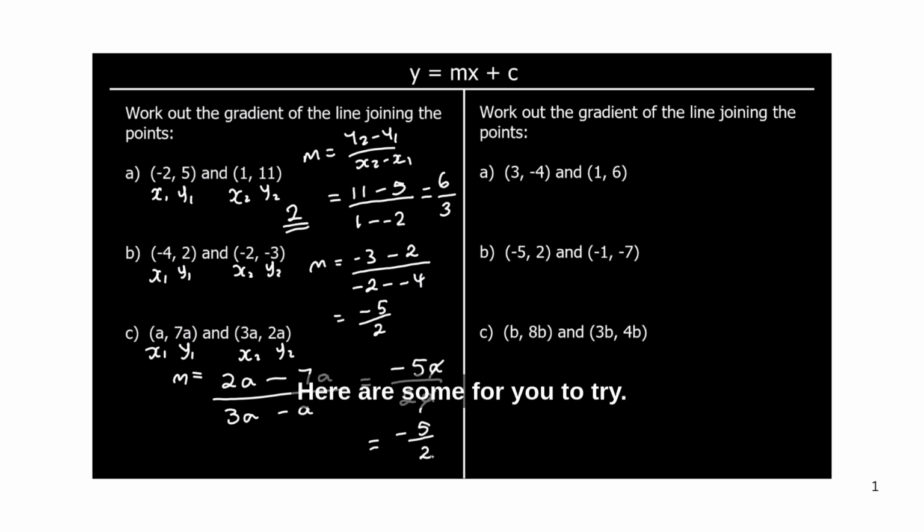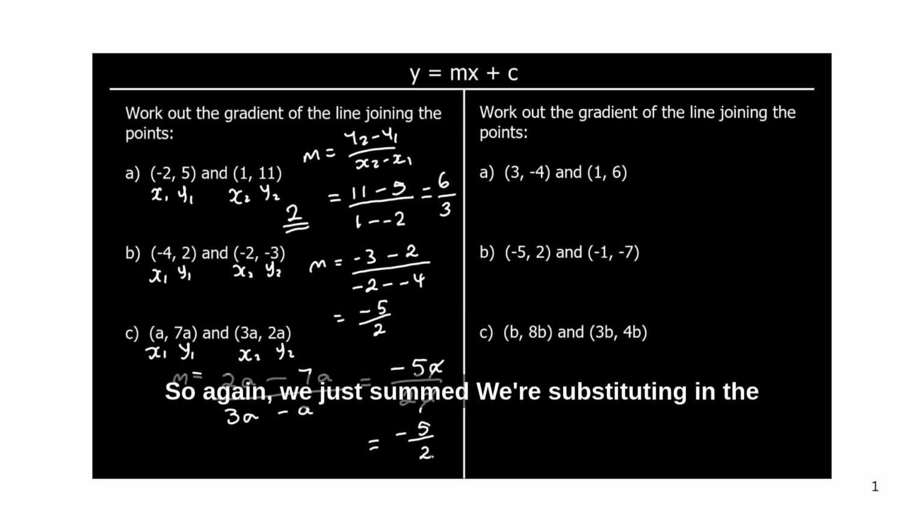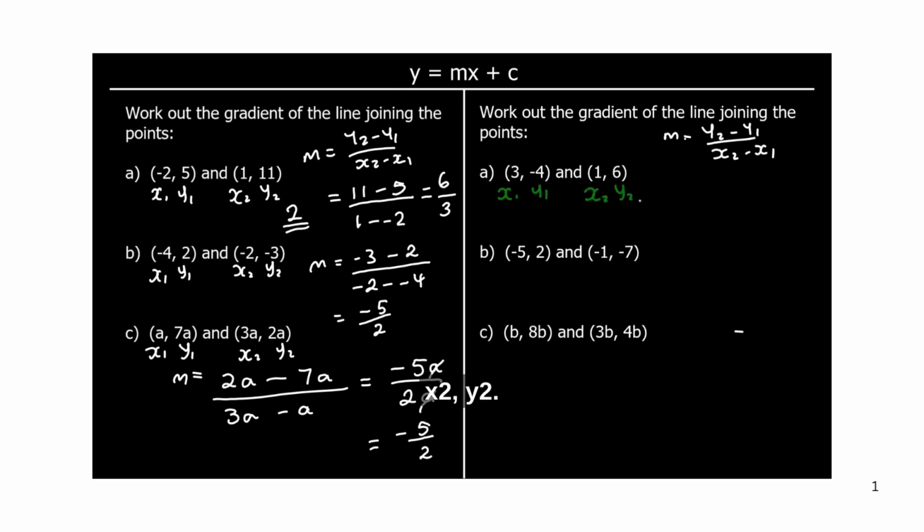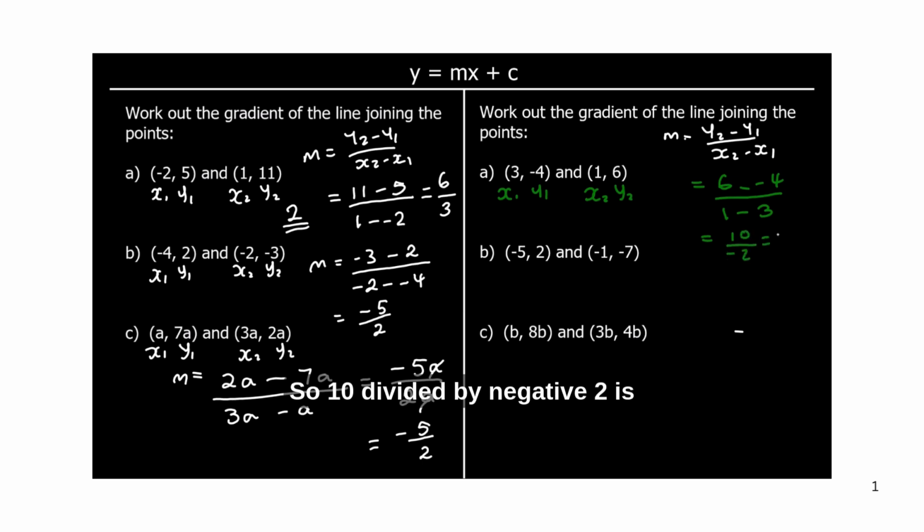Here are some for you to try, so pause the video and give them a go. So again, we're just substituting in the change in y's divided by the change in x's. So label x1, y1, x2, y2, and we will have 6 take away negative 4 divided by 1 take away 3. 6 take away negative 4 is 10. 1 take away 3 is negative 2. So 10 divided by negative 2 is negative 5.